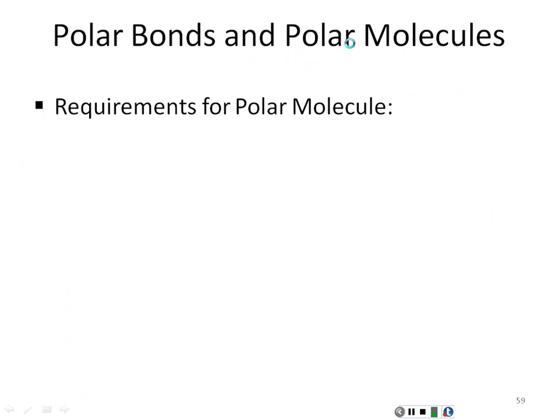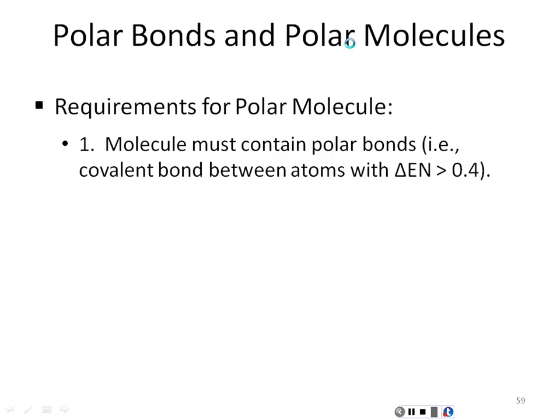So what is required for a polar molecule? Well, first and foremost, the molecule must contain polar bonds. And if you think back to the last lecture, a bond between atoms with a difference of electronegativity of greater than 0.4 would give you a polar bond.